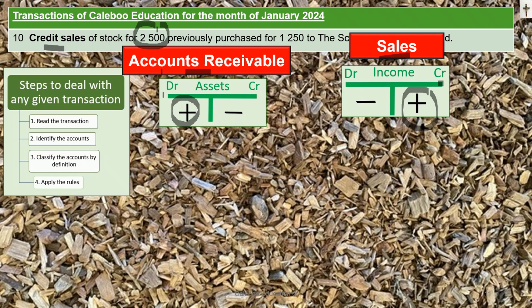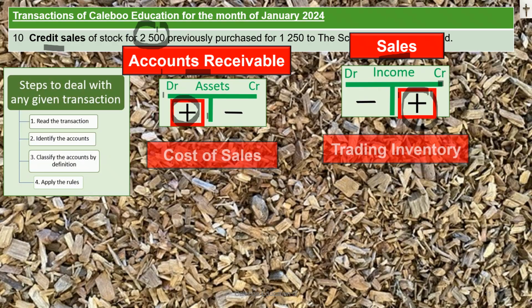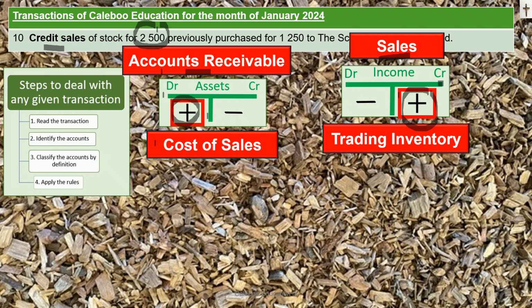Now there's a part B. At the point of sale, the trading inventory that we are selling gets expensed to show the cost of the sale. Before we get there, we apply those rules. Increase, increase. Cost of sales is an expense. This is part B of the sale. And what are we getting rid of? Trading inventory that cost us 1,250.